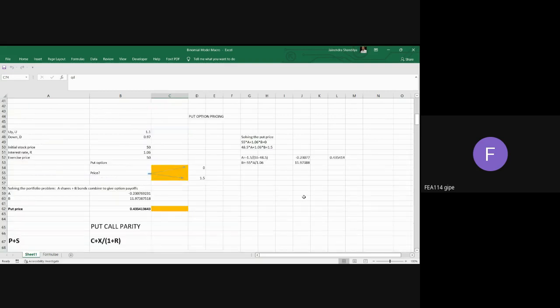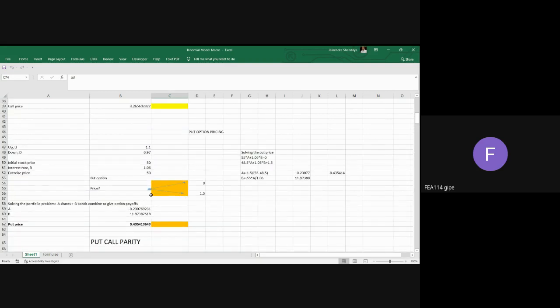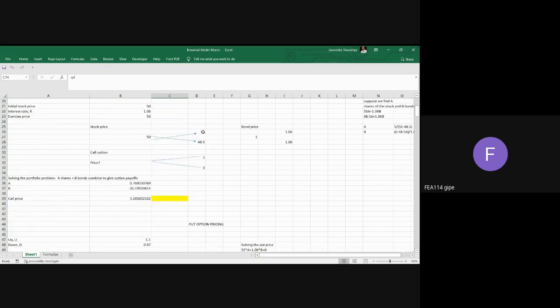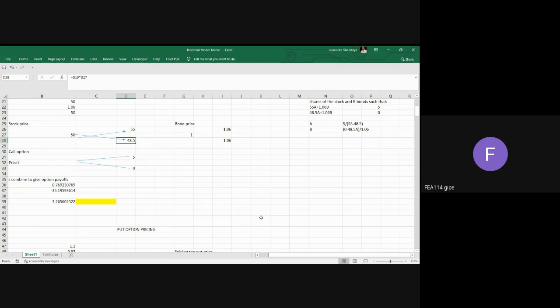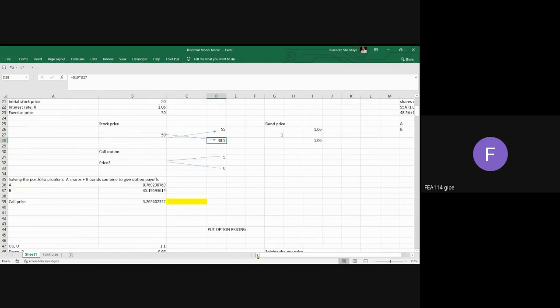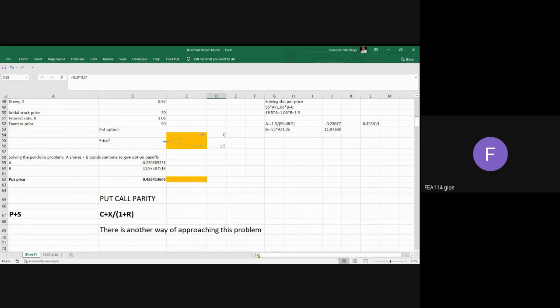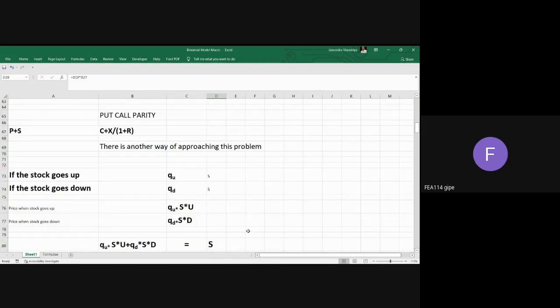So let me show you the latest. Yeah, here it is. So 55 is the up price, and 48.5 is the down price, where the stock is going down by 3%. So in the up state we are pricing $1 for QU. In the down state we are pricing QD. So this is how we'll be doing it, and you will become very familiar with it as we progress. So just bear with me.